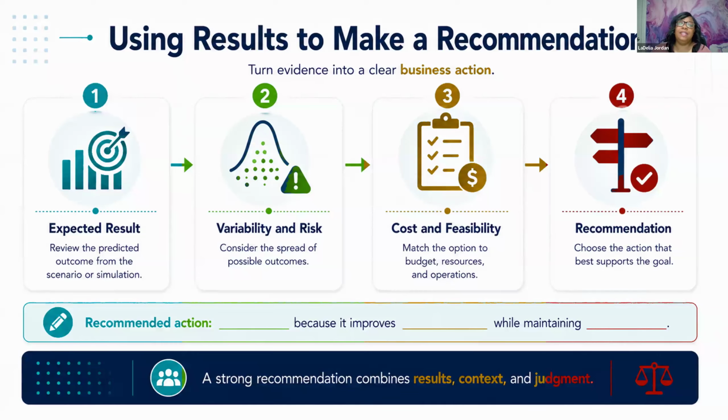Again, the recommendation should answer the business question directly. You need to know what you selected, which option you chose, why you chose it, and what the limits are. So, kind of like what you see here on the screen, the recommendation. What do we do? Why do we do it? And what are our limitations?